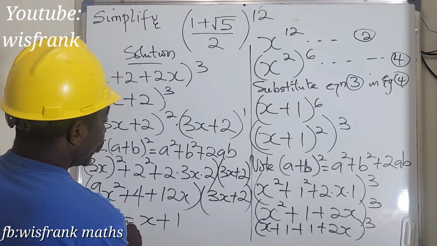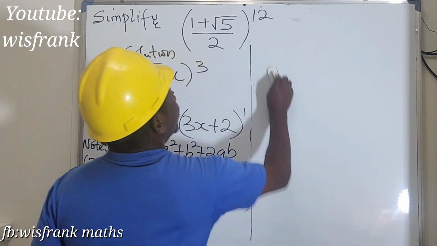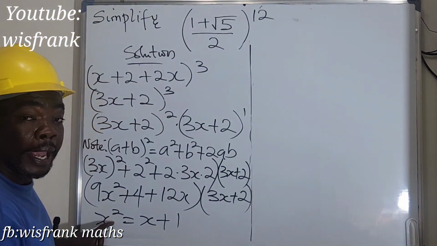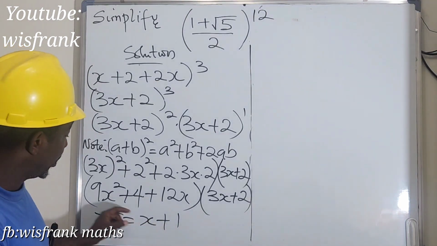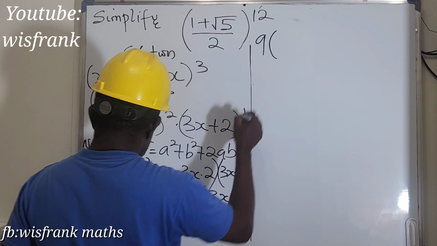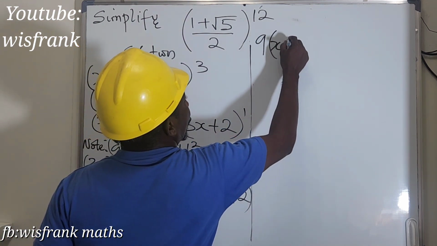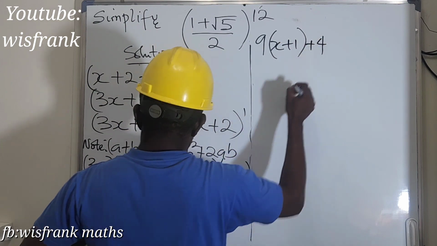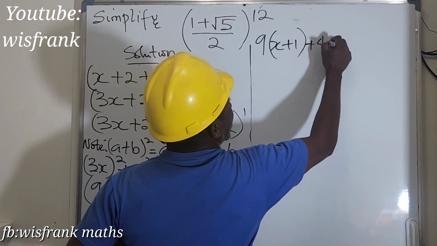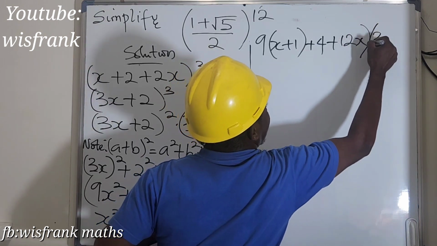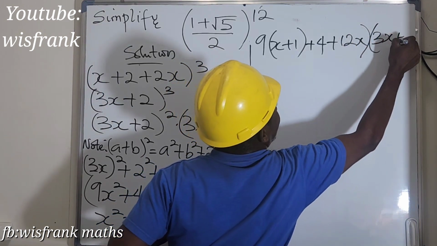So here, when we substitute this into this, we can move over to this other side by clicking here. So substituting x squared as x plus 1 into here, it will become 9 into x plus 1. Then we have plus 4, then plus 12x, then we have 3x plus 2.